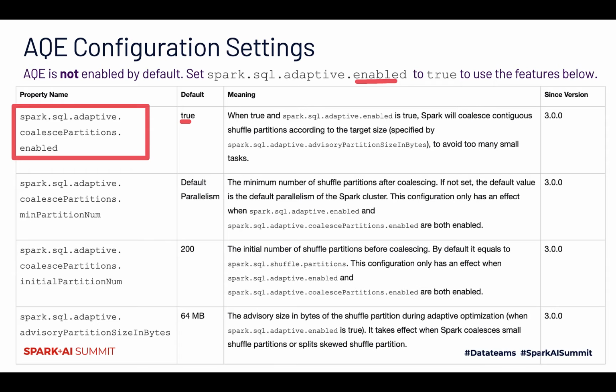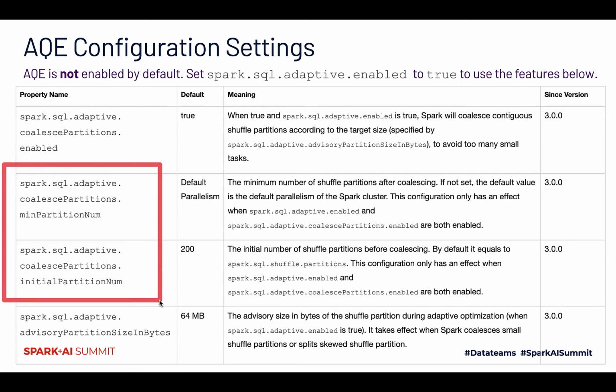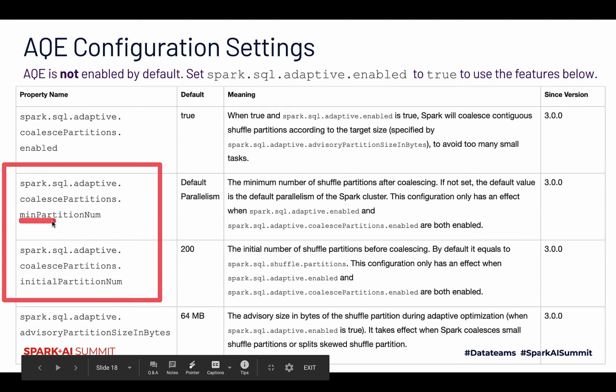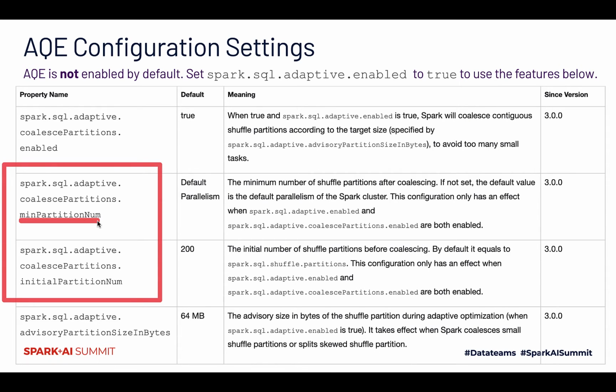And that setting is further refined by these two settings, min partitions and initial partition num. Min partition says, if you coalesce, please leave at least this many partitions around. And that defaults to the default parallelism of your cluster. So if you're running in an 8-core cluster, you want to make sure that after the coalesce happens, there are at least 8 partitions remaining so that I can take the benefit of all 8 cores of my cluster and get the benefit of parallelism.